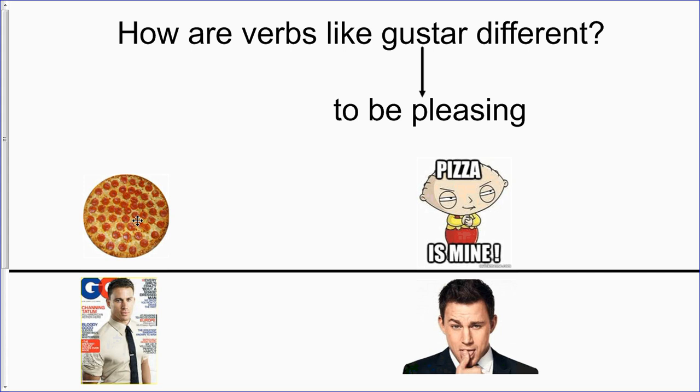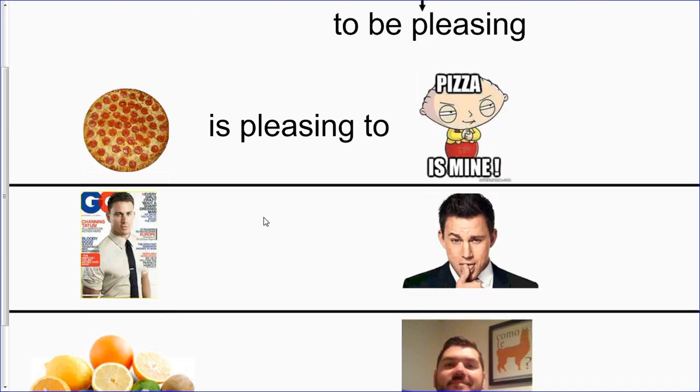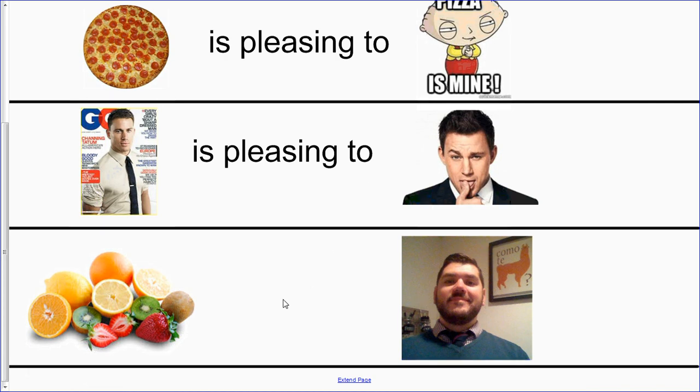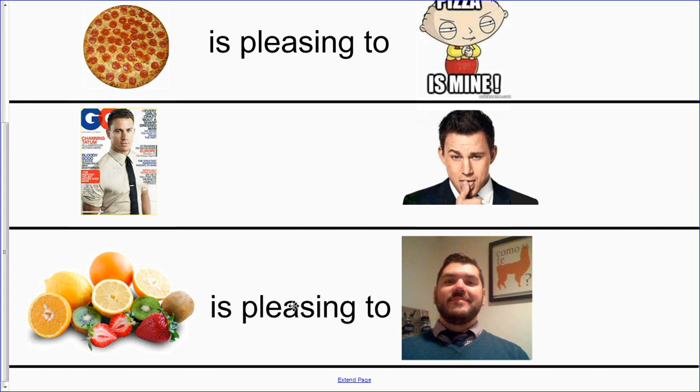So for example, we have a pizza here, and this is our verb, is pleasing. The pizza is pleasing. Who's it pleasing to? The pizza is pleasing to Stewie. So right here, the pizza is the subject, and is pleasing is going to be our verb. Here's another one. The magazine is pleasing to Channing Tatum. Again, the magazine is the subject, and is pleasing to is our verb. And the last one, the fruit is pleasing to Señor Nemo.